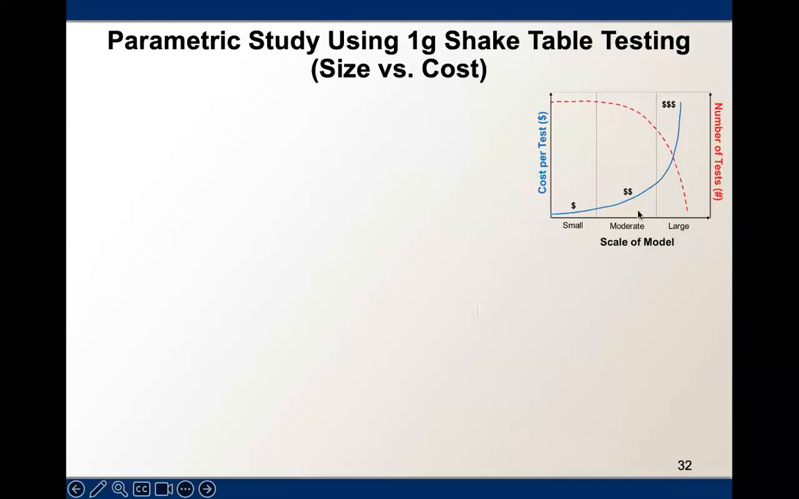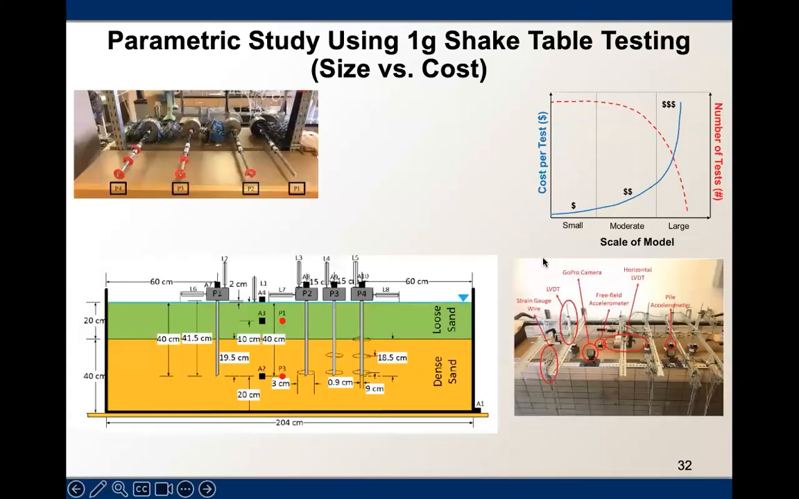So I want to quickly go back to the size versus cost chart I had. Given the budget restrictions, we only did 2 larger scale tests, but we wanted to explore, do a parametric study, look at the effects of different parameters such as ground motion characteristics, soil profile characteristics, effects of inertial forces in terms of different superstructure weights. So we ended up utilizing the smaller scaled soil box at UNR.